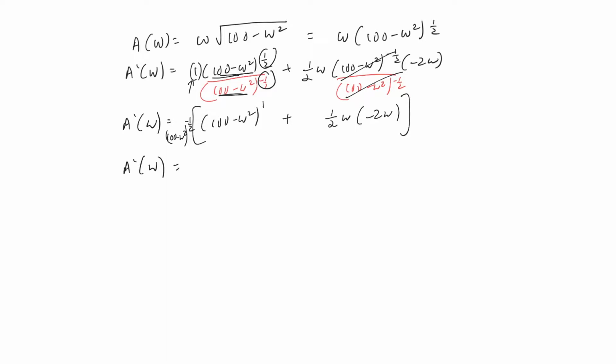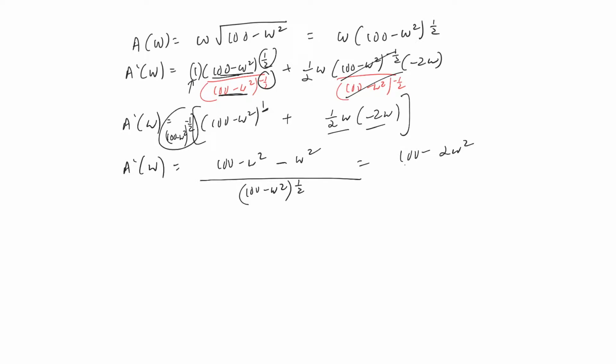For me, I'm just going to introduce back the denominator. So this part here, I'm going to put in the denominator: 100 minus w squared to the 1/2. And then over here, the numerator to the power of 1, nothing happens to the bracket, 100 minus w squared. Here, you end up getting negative w squared when you multiply these two things. And we end up getting 100 minus 2w squared over 100 minus w squared to the 1/2.